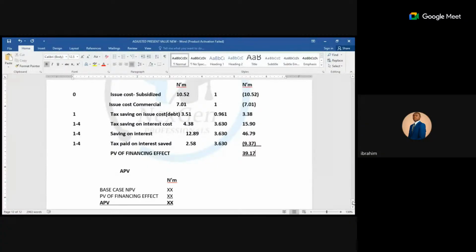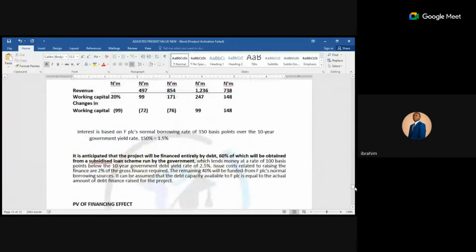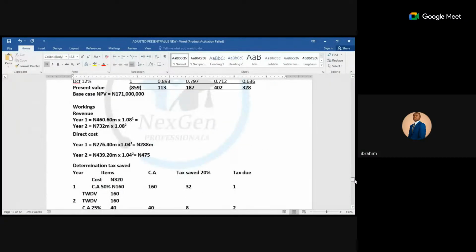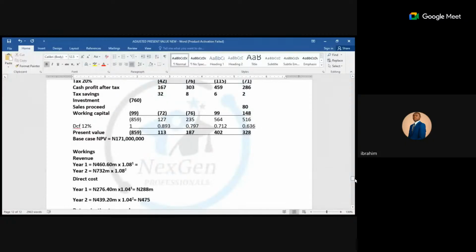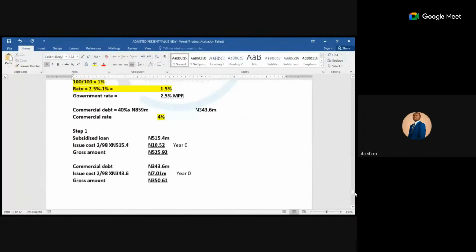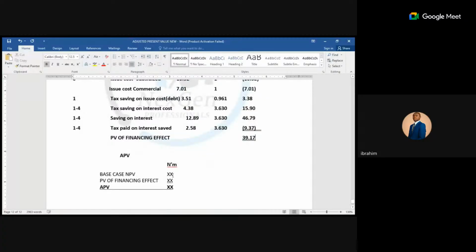So I need to copy the base case MPV. The base case MPV is 171 plus 39.17. What do we have here? 10.17... 0.17.